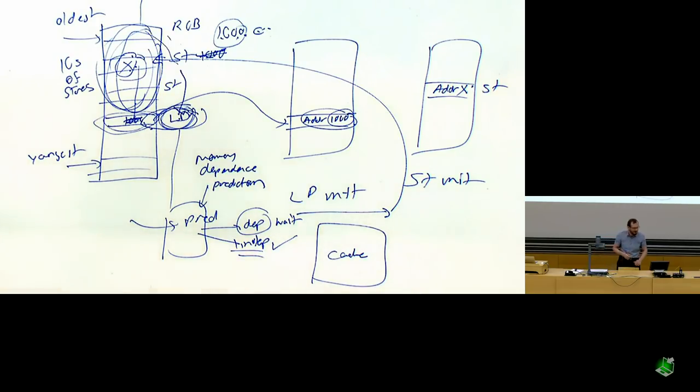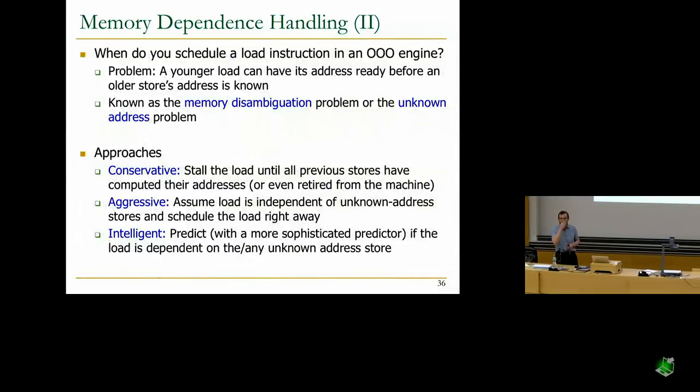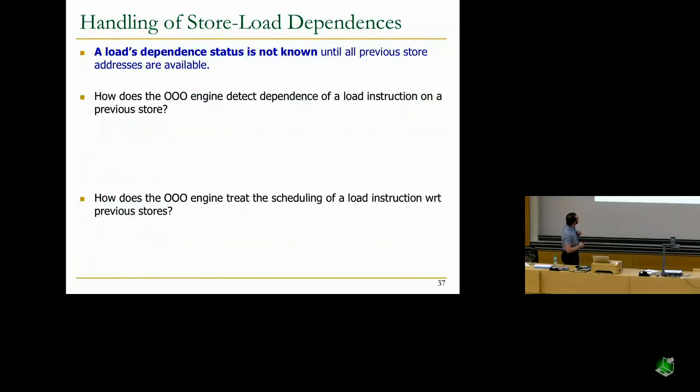And people have actually developed many, many of these dependence predictors. We're not going to go over how this dependence prediction is actually done, but some of them exploit the program structure. For example, if you have a function call, before the function call you save the registers to memory locations. After the function call, you load the registers from the memory locations, and you know which loads and which stores may be dependent on each other. Not always, but sometimes. Okay, so there are two questions over here. A load's dependence status is not known until all previous store addresses are available.